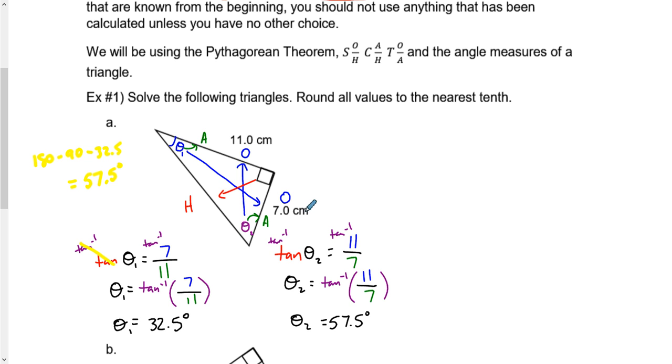But because we have two side lengths, we can use our Pythagorean theorem, being a squared plus b squared equaling c squared. Doesn't matter what our a or b is. We've worked with our Pythagorean theorem since grade 8. And I'll just leave it as c. At the same time, I could call it h if I really wanted to. 11 squared is 121. 7 squared is 49. Yeah, I'll use h.